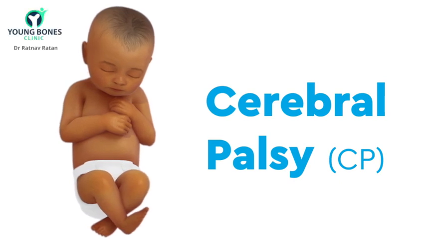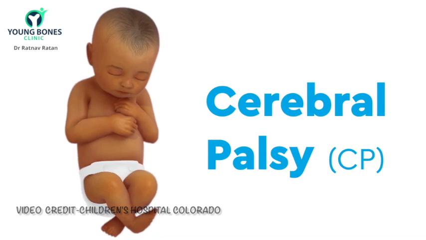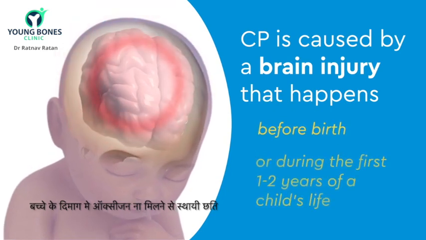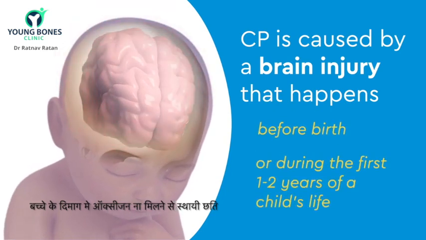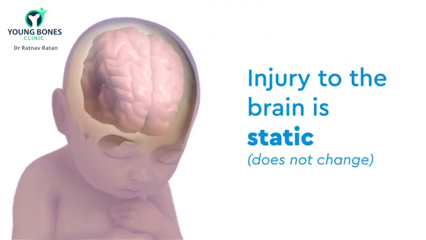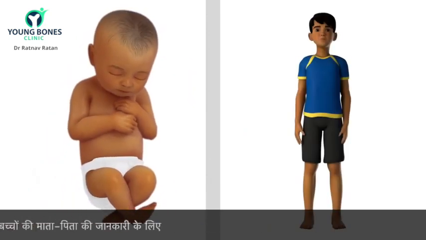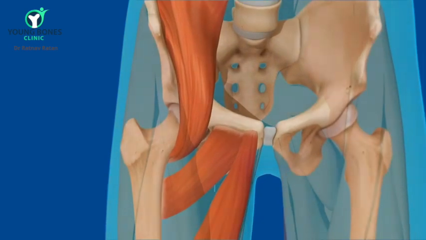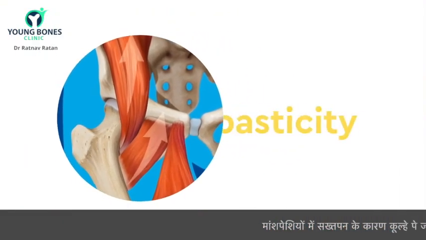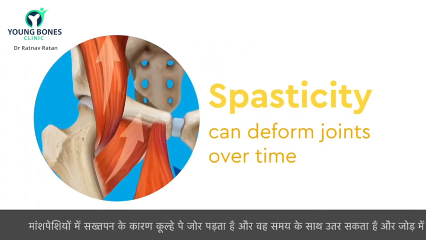Cerebral palsy is a permanent condition that results in some loss of muscle control and coordination. CP is caused by a brain injury that happens before birth or during the first 1 to 2 years of a child's life. While the injury to the brain is static and does not change, it can cause downstream changes as the child develops. For example, children with cerebral palsy often develop an involuntary tightness in their muscles, known as spasticity. Spasticity can deform joints such as the hip over time.